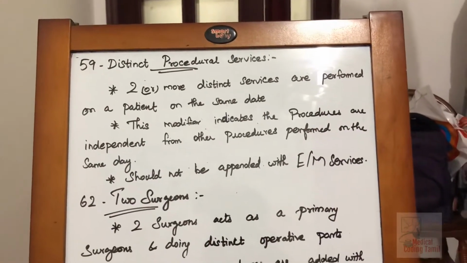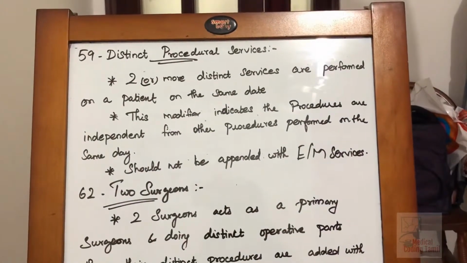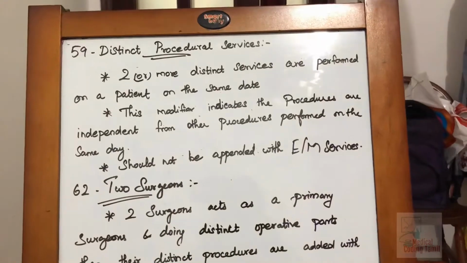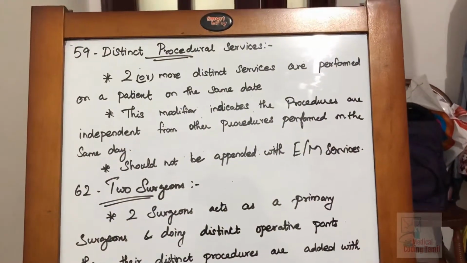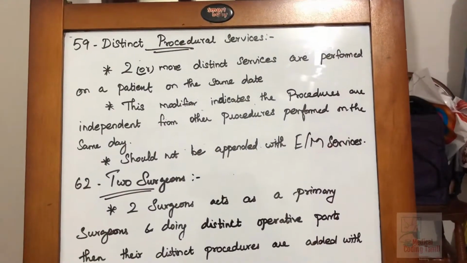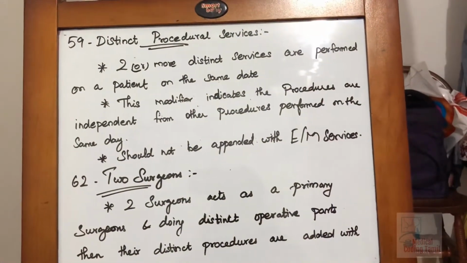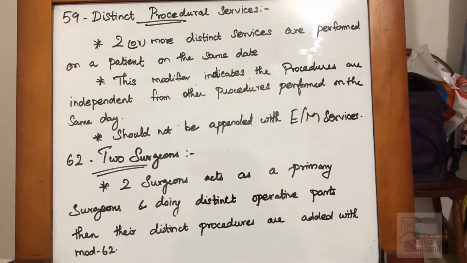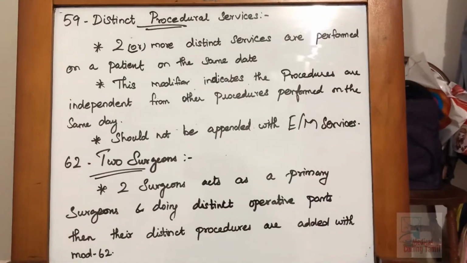This modifier indicates that the procedures are independent from the procedures performed on the same date. These two procedures are not related to each other. These procedures are different and independent from each other. Okay. And this modifier 59 should not be appended with E&M services. This is the modifier 59 definition.